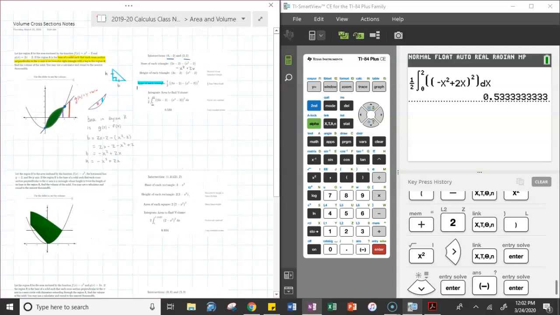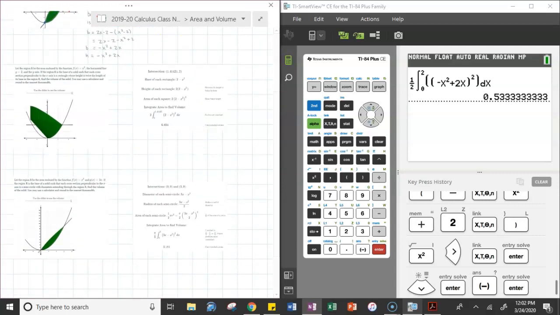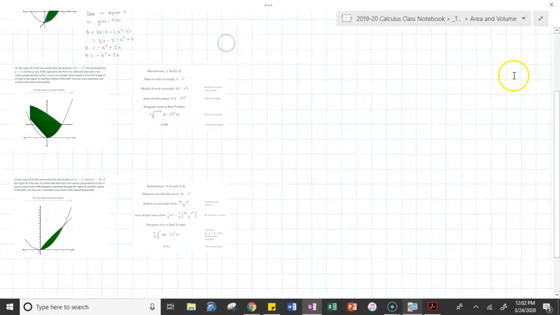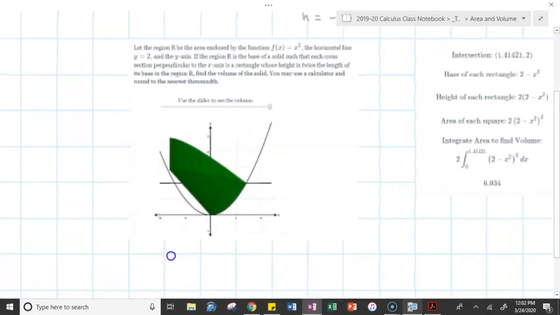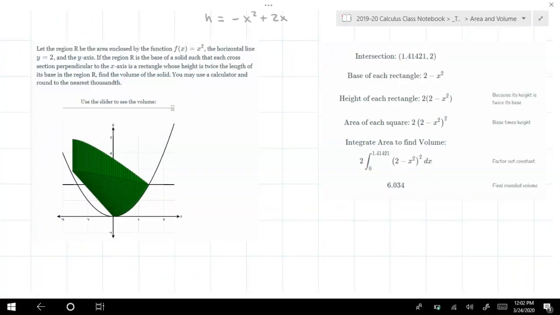Integrating the area adds all those areas together, creating our volume. Okay, next example. So what's going to change here is the shape of the cross section. We don't have to use isosceles right triangles.